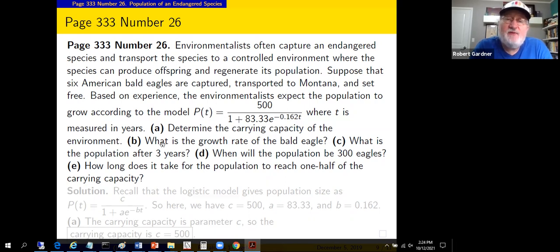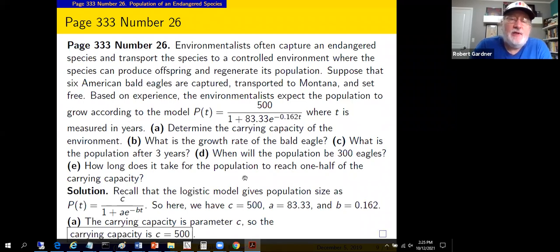Determine the carrying capacity of the environment, part A. That would be this parameter in the numerator as we defined it. What is the growth rate of the bald eagle? That would be this parameter here, 0.162, based simply on the location of it. That's what we called the growth rate, provided that parameter B was positive. B is positive. The negative is not part of the B parameter. What's the population after 3 years? We plug in t equals 3 and get the calculator out. When will the population be 300 eagles? Set this equal to 300 and solve for t. How long does it take the population to reach 1/2 of the carrying capacity? That'd be where the point of inflection is, by the way.